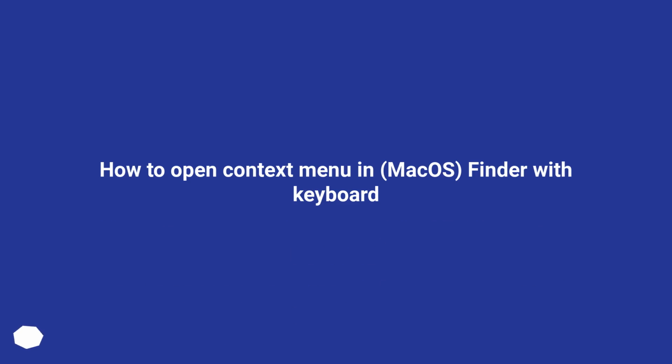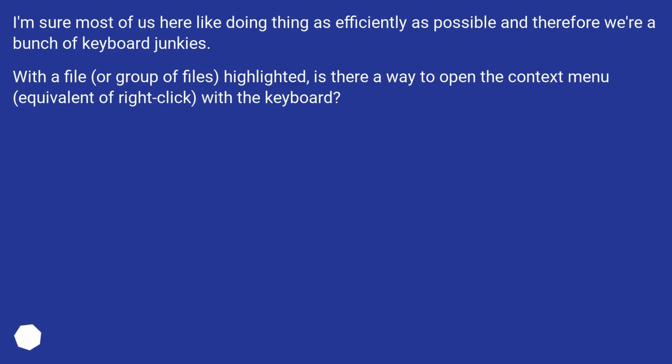How to open context menu in MacOS Finder with keyboard. I'm sure most of us here like doing things as efficiently as possible, and therefore we're a bunch of keyboard junkies. With a file, or group of files, highlighted, is there a way to open the context menu, equivalent of right-click, with the keyboard?